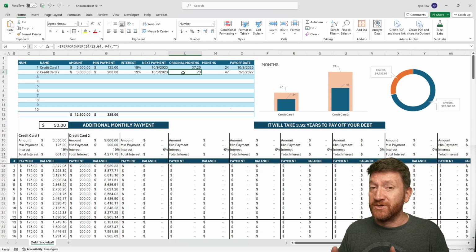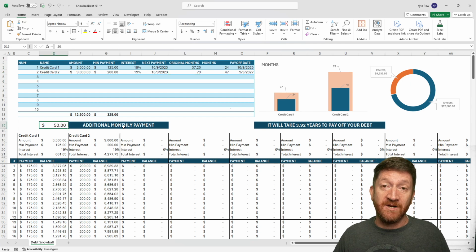But our worksheet is starting to work a little magic here. And this is where the debt snowball comes into play. I'm going to take this $50 out for just a moment.